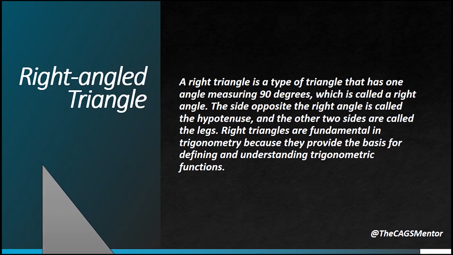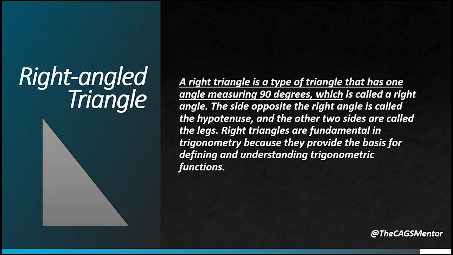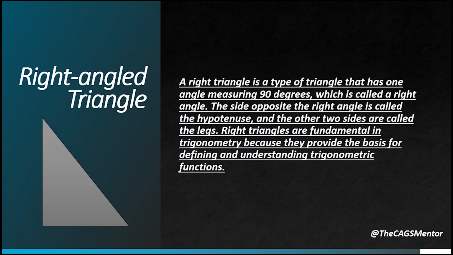Right triangles. A right triangle is a type of triangle that has one angle measuring 90 degrees, which is called a right angle. The side opposite to the right angle is called the hypotenuse, and the other two sides are called legs. Right triangles are fundamental in trigonometry because they provide the basis for defining and understanding trigonometric ratios.